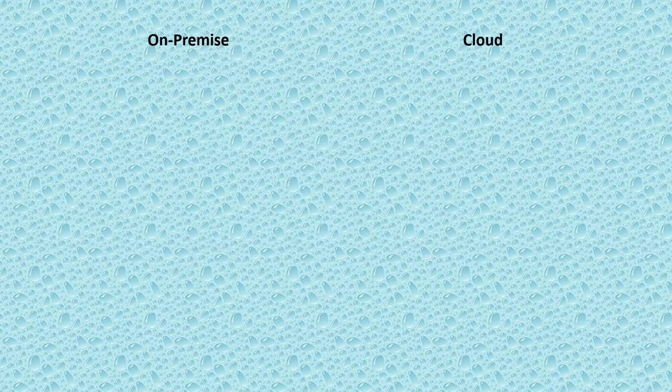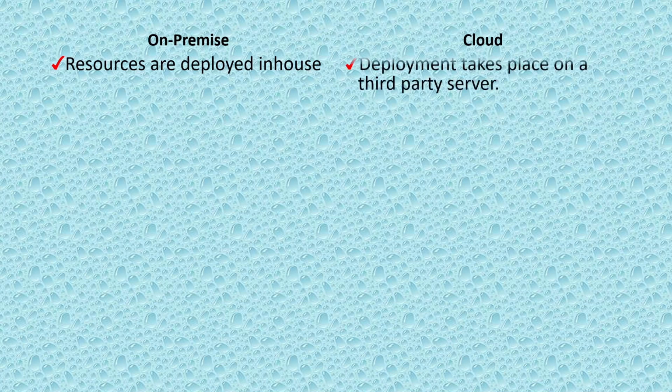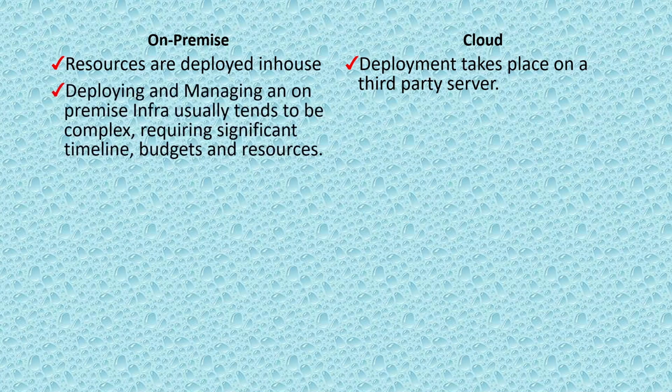Some of the advantages of cloud over on-prem are: in on-premise, the resources are deployed in-house. For example, applications which you deploy are hosted in the hardware that is located in an organization data center. But in cloud, the deployment takes place in the cloud provider server in their data center. Deploying and managing an on-premise infrastructure usually tends to be complex, requiring significant timeline, budgets and resources.